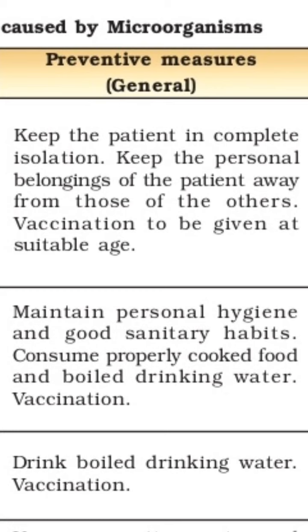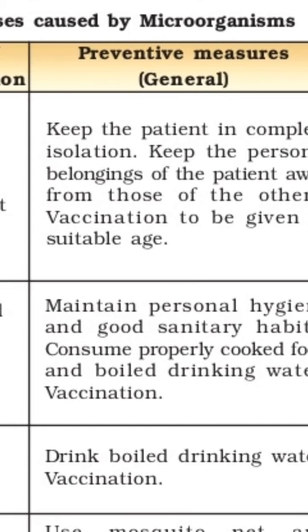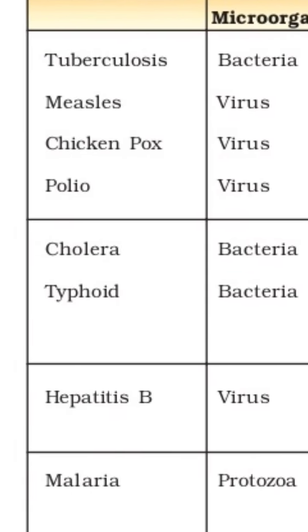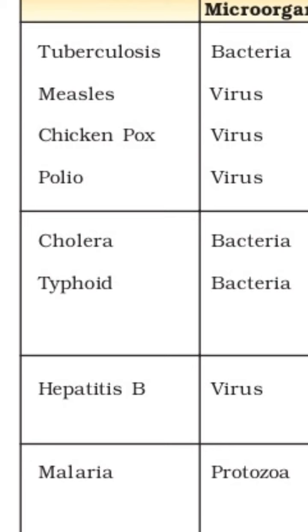Next, vaccination to be given at a suitable age. For this, we are not talking about COVID-19 here. For these four, we have to give vaccination at a suitable age. For tuberculosis a vaccine is available, for measles also, chickenpox also, and for polio we are all aware of that. The vaccinations are available. Now the next one, cholera and typhoid.